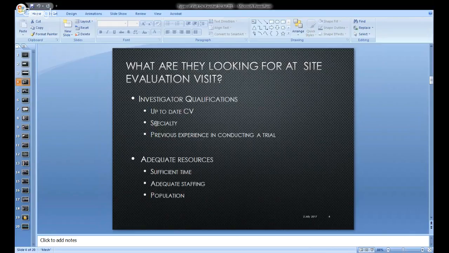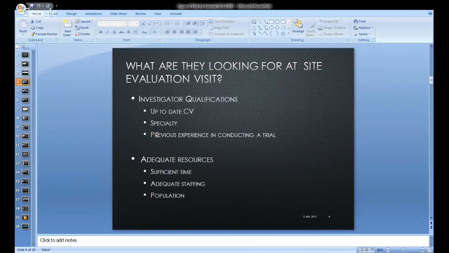Specialty again plays a major role, as we understand, in selecting the right investigator for the right indication. So, for example, if we have a study or a protocol on oncology, we cannot have an investigator who is a diabetologist. So, we need to be very precise while selecting the right investigator.